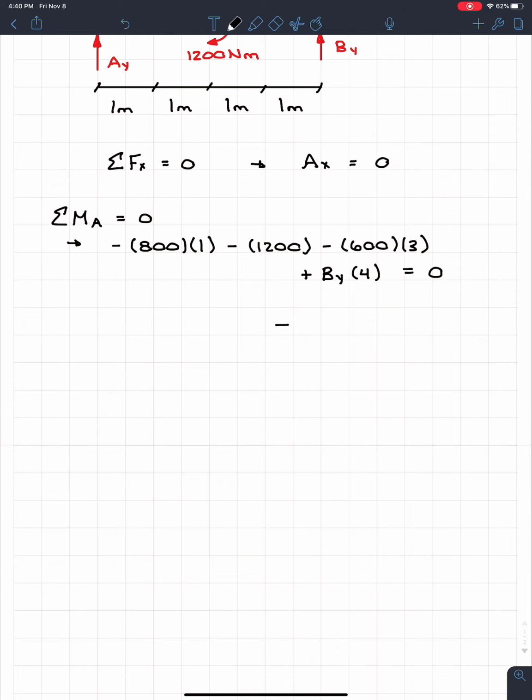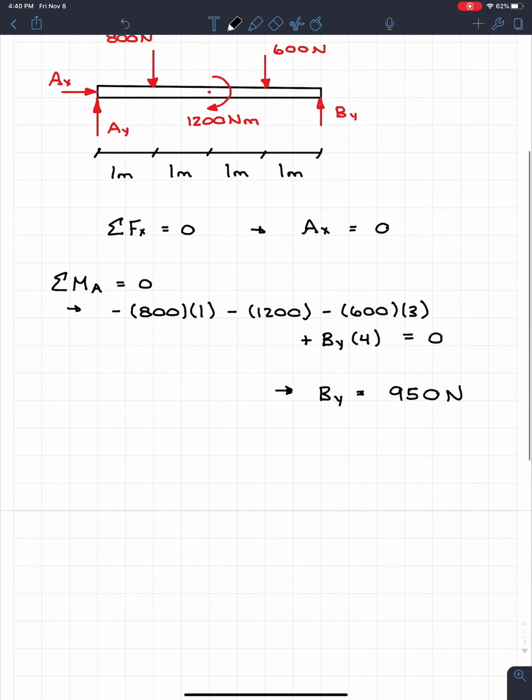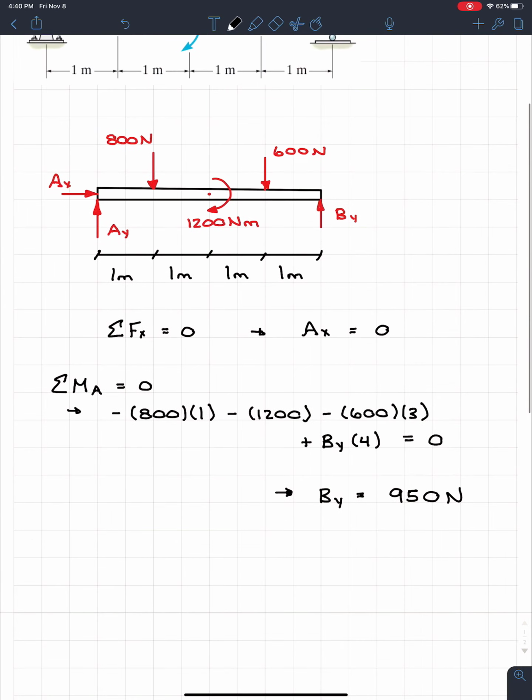So in the end, we can just do simple algebra, and we'll find that By is equal to 950 newtons. And this is kind of a little bit funny because when we go through and solve the bending and shear moment diagram, we won't use By whatsoever. Well, we'll kind of use By, but I'll show you guys why we calculate By. It's not critical to finding the bending and shear moment diagram, but as you guys will see, By will be a check for you guys to make sure that your diagrams are actually correct.